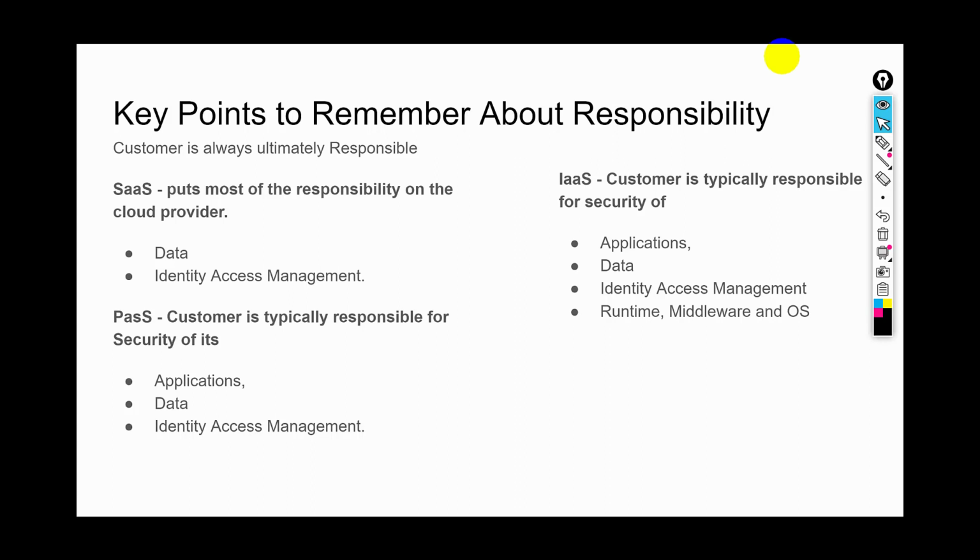So if you notice, I'm just adding more responsibility to the customer as we go from software as a service to platform as a service to infrastructure as a service. So with infrastructure as a service, the customer typically is responsible for security of its application, data, IAM, and the operating system as well. Because with IaaS, you actually get to create your own virtual machines.